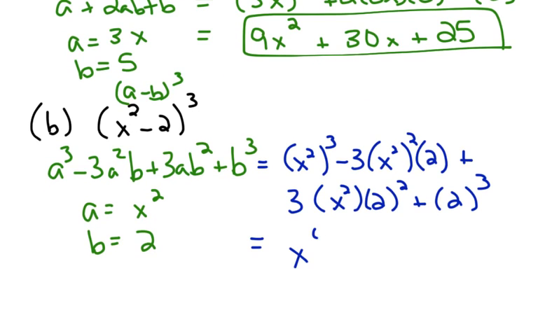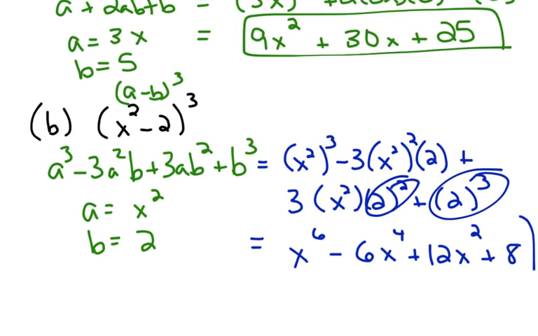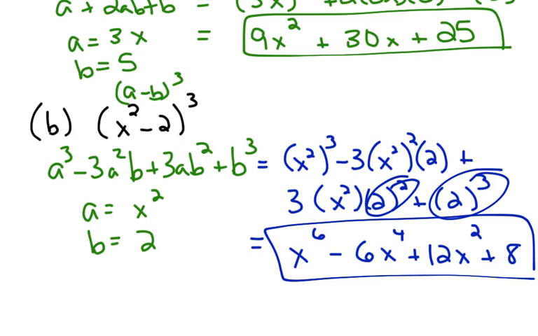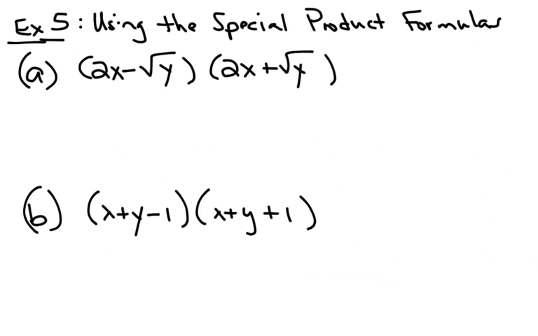X squared to the third is x to the sixth, because that's the circumstance where you multiply the exponents, minus 6x to the fourth, plus, since this is 4 times 3 is 12x squared, plus 8. And again, we'll talk about these again when we talk about something called binomial expansion, and you'll actually memorize this. Not because I'm telling you to memorize it, but because it's got a unique pattern.